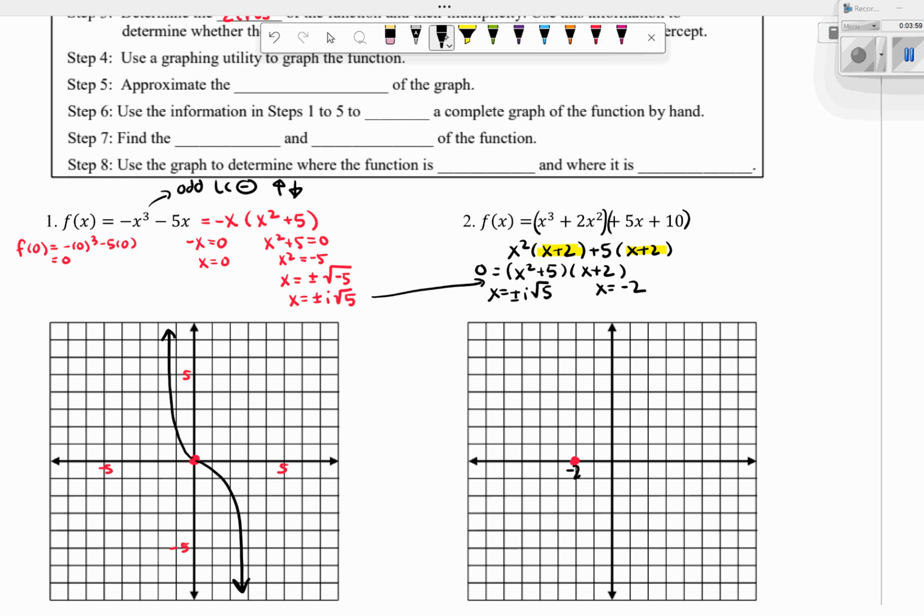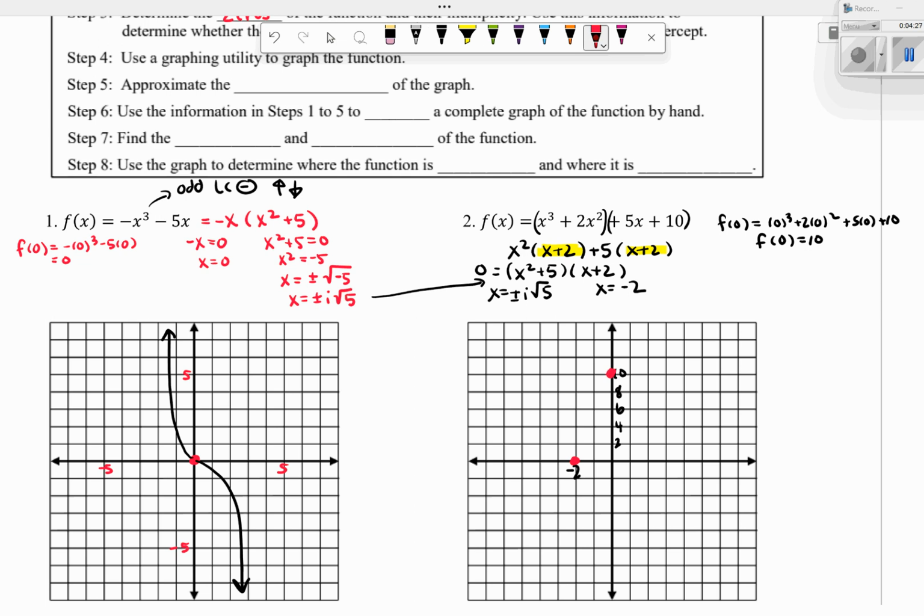And then let's go ahead and find our y-intercept. So if I do f of 0 and plug that in for my x's, I would get 0 cubed plus 2 times 0 squared plus 5 times 0 plus 10. So you can see that your y-intercept is at 10. Let's count maybe by 2. So 2, 4, 6, 8, 10.